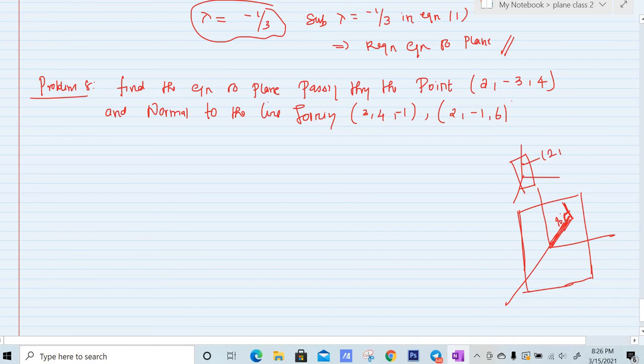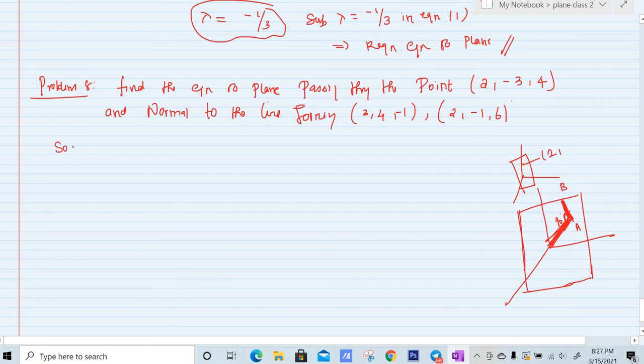This is normal. Find the equation of the plane passing through the point 2, minus 3, 4 and normal to the line joining the two points. The line joining those 2 points has to be normal to this plane, right? So there are 2 conditions. The first is it has to contain 2, minus 3, 4, and let us say these are the 2 points A, B. The line joining these points must be normal to the plane, right? This is the one we need to find.